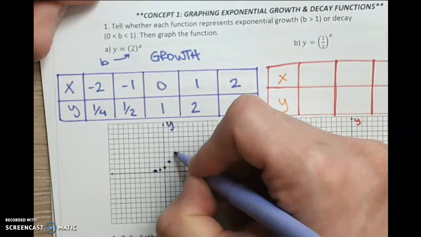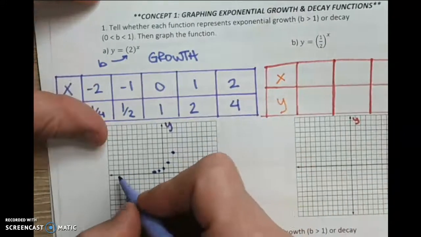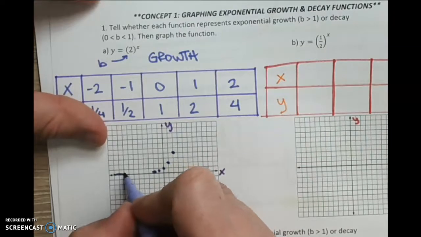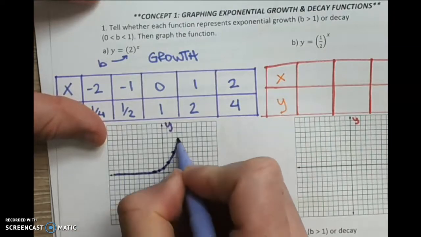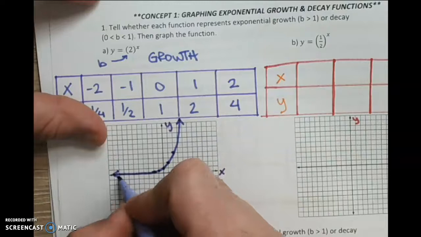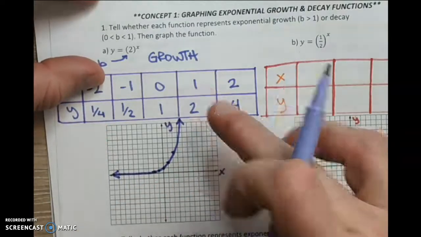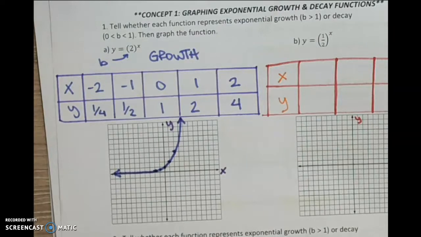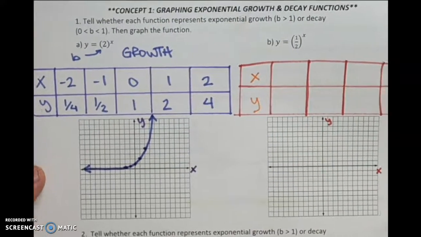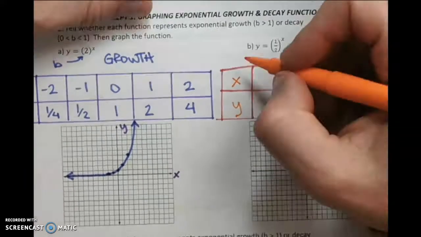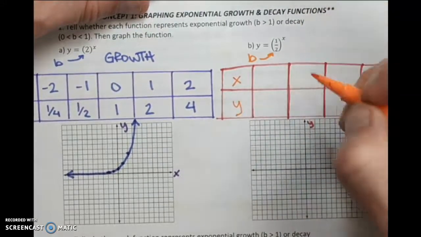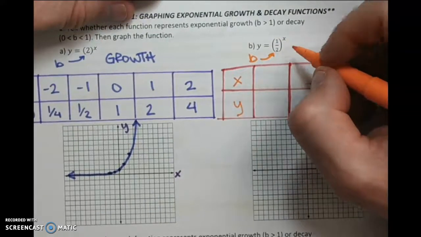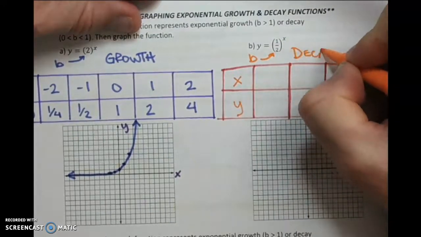1, 2, 3, 4. Okay, I'm going to graph this. Now my line's going to look like it's kind of on there, but it's just really approaching that x-axis. And then it's going to go and shoot up. And there's the first one. Because b is greater than 1, it is growth. Alright, scoot on over here a little bit. This time, b is right here, which is 1/2, which is in between 0 and 1, so that tells me it's a decay function.